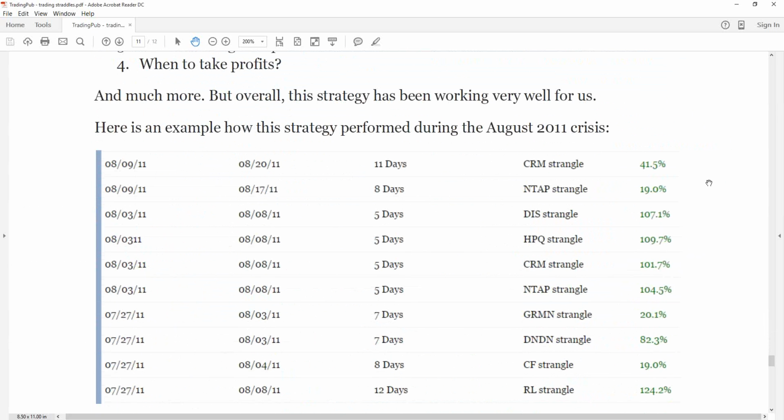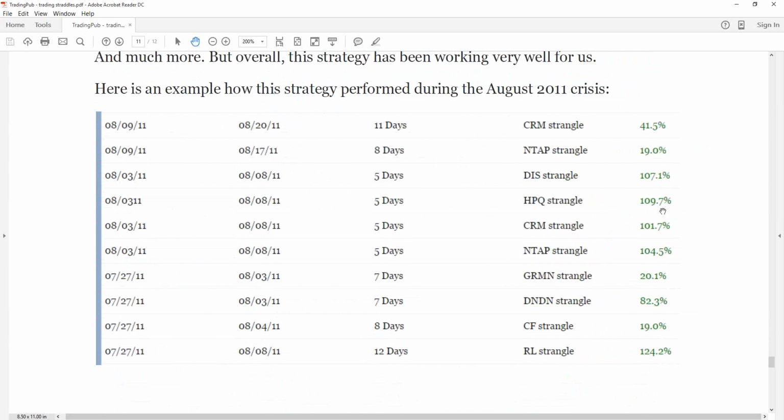But overall, this strategy has been working very well for us. And just take a look at how we did in the August 2011 crisis. As we can see, many strangles or straddles produced triple-digit gains, because what happened in August is we entered when the implied volatility was very low, and it basically jumped. Plus, the stocks started to move a lot. So basically, implied volatility combined with stocks moving provided us with those extremely high gains.